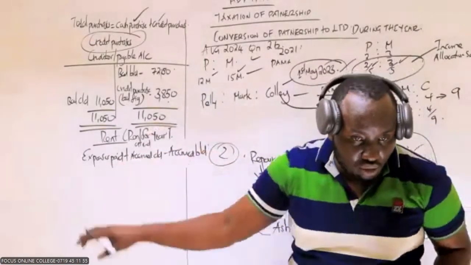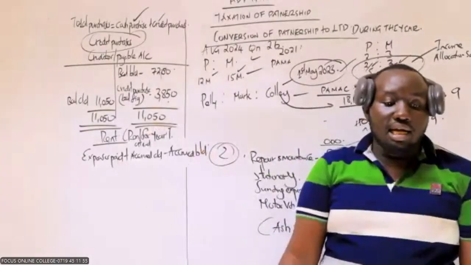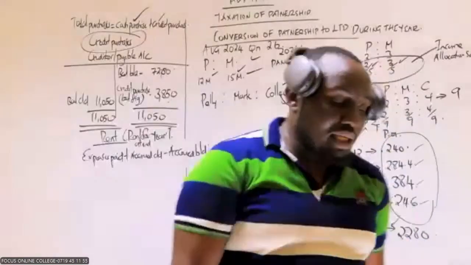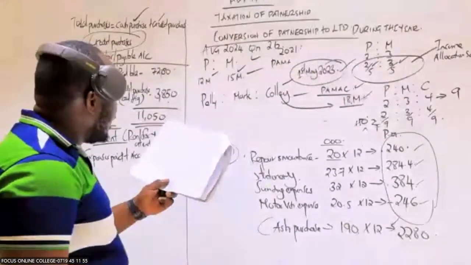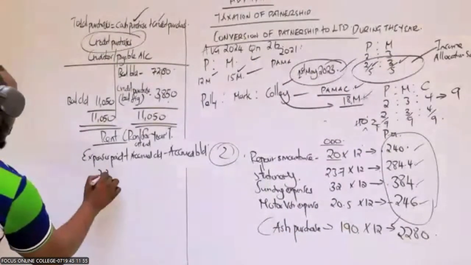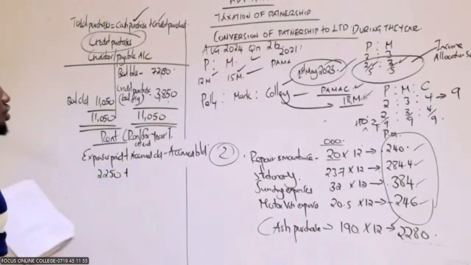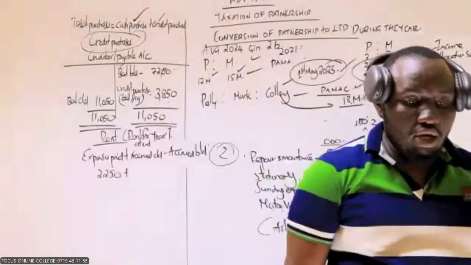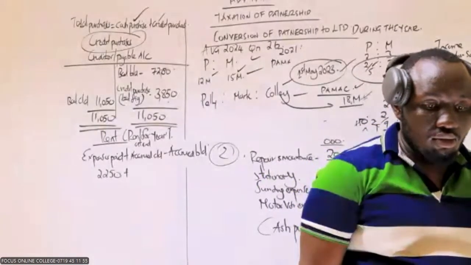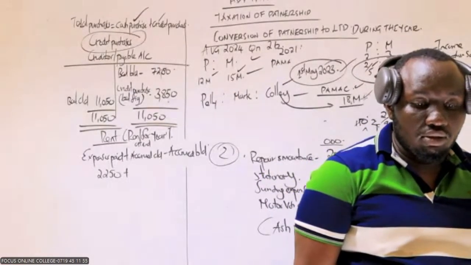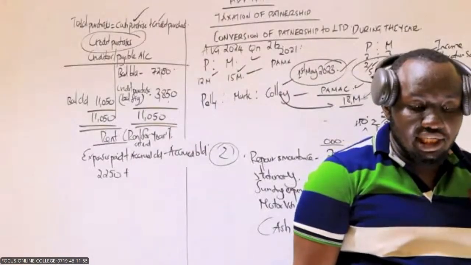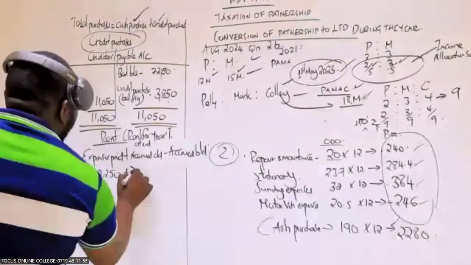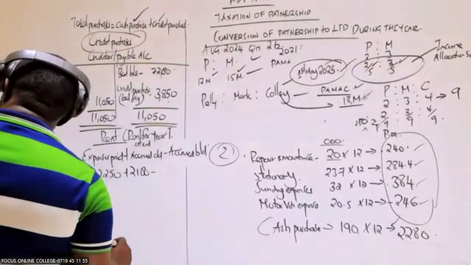So there was something that we did. Do we remember this? So what is expenses paid in terms of rent? In terms of rent, we have 22.50. What is the accrual carried down? That's 21. We say plus 21 minus accrual brought down.